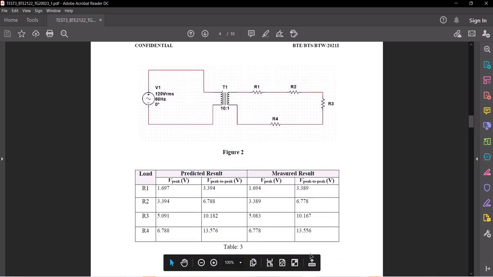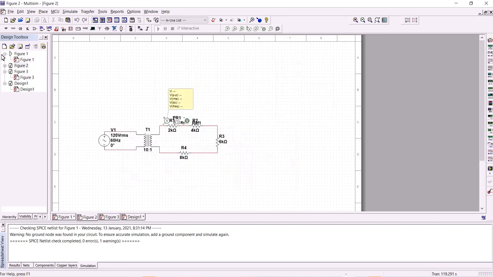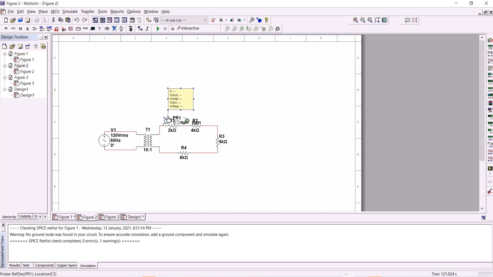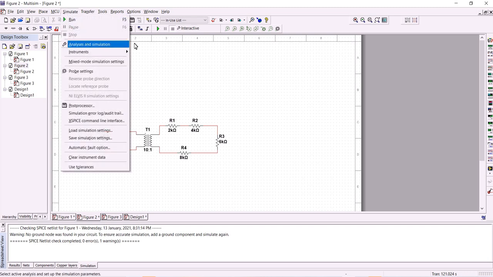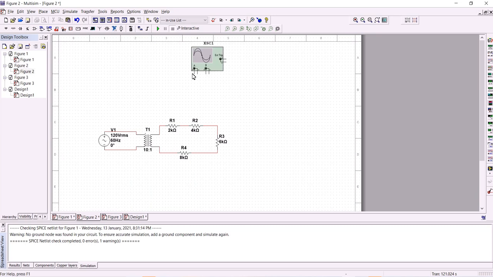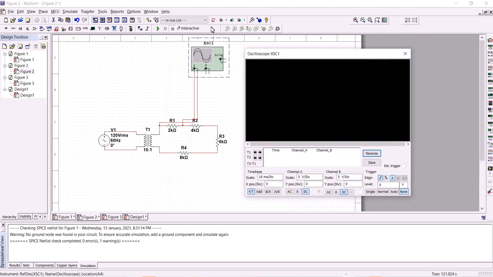So based on figure 2, we need to find the V peak and V peak to peak. For this, I use this oscilloscope. Okay, it's all set, and run.